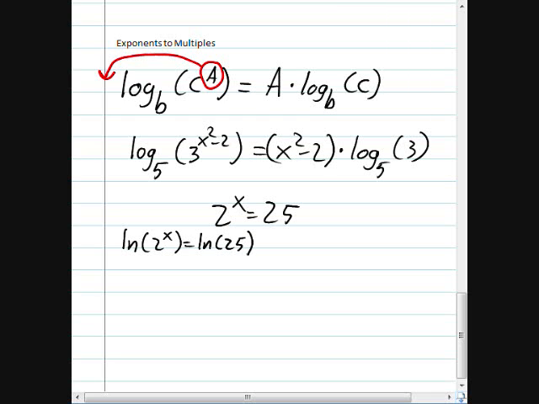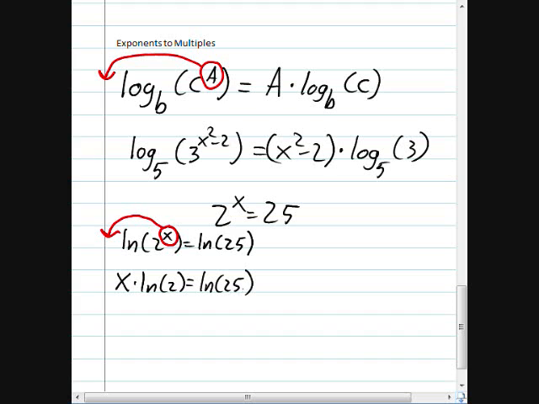The reason I'm doing this is I would like to apply the exponents to multiples rule, which allows us to take the exponent and bring it out in front as multiplication. Our exponent is x, I can bring it out in front as multiplication. And see, our original problem with solving this equation was that the variable was trapped in the exponent and we didn't know how to deal with that. So I'm going to use this property, and I have x times the natural log of 2 equals the natural log of 25.